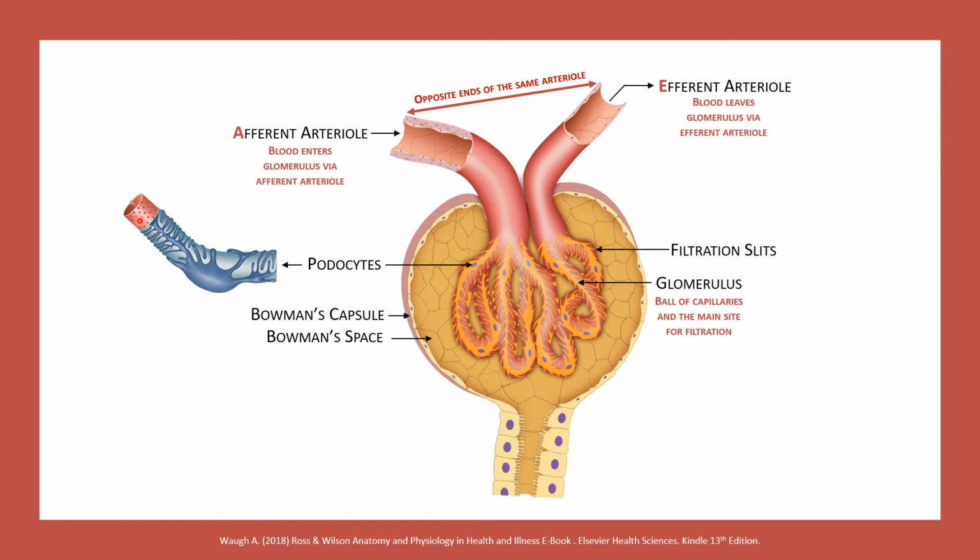Those are the tiny filtration slits. They're of a certain size so that certain substances can't get out. One of those substances being albumin. Albumin is a plasma protein. We need albumin in our blood to keep us alive. So if it starts leaking out into our urine, that can then cause us a few problems.